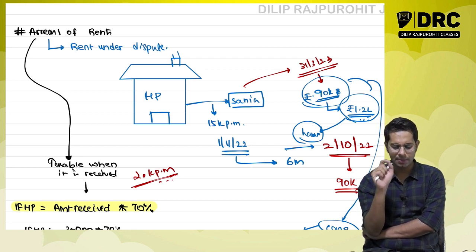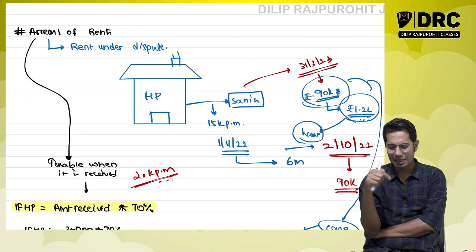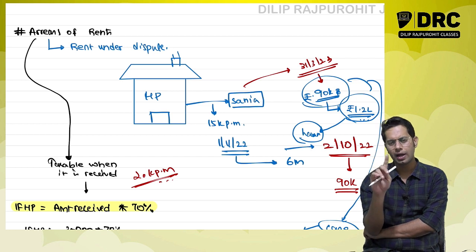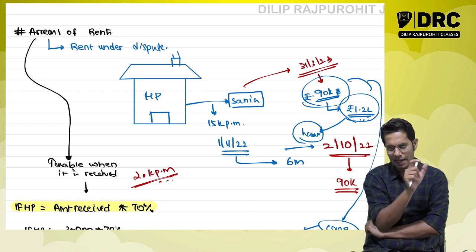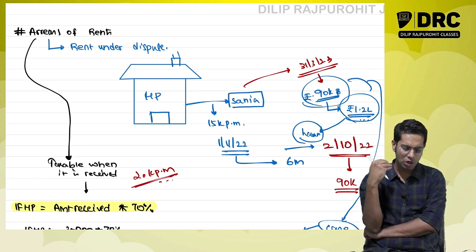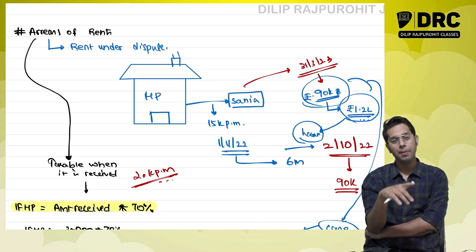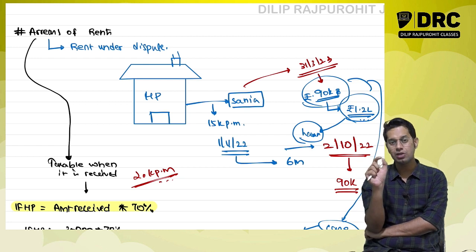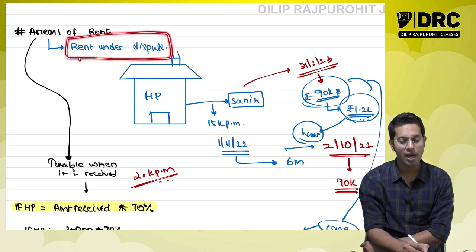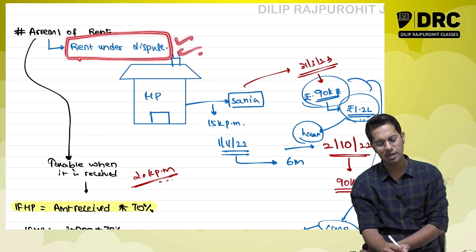Sometimes what may happen is the rent is not paid to you. Sir, does that not mean it is unrealized rent? No. There is a difference between unrealized rent and arrears of rent. Unrealized rent is rent the tenant has not paid to you at all. But arrears of rent is rent which is under dispute.